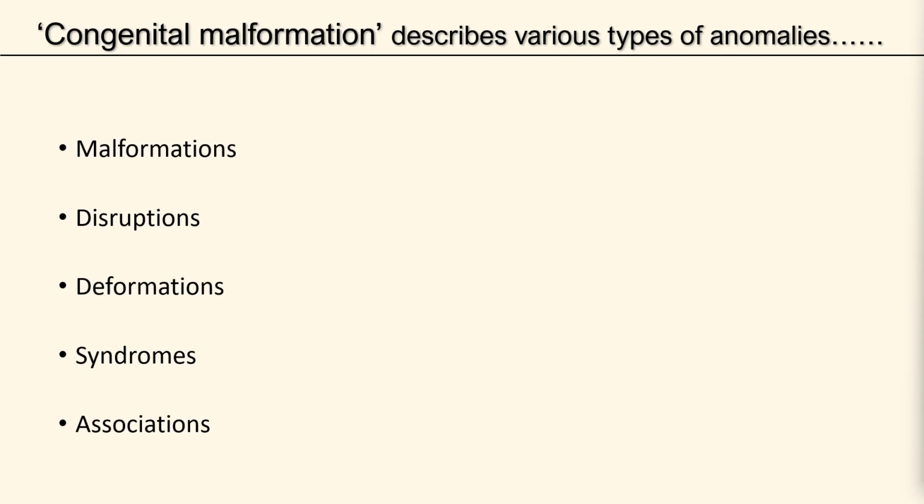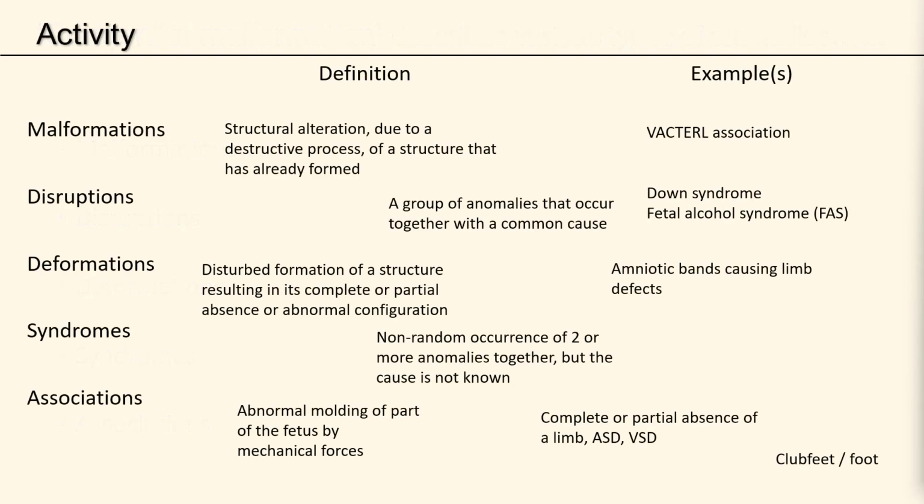The term congenital malformation describes types of anomalies, and it is important that we understand what these definitions are. So we have malformations, disruptions, deformations, syndromes, and associations. On this slide, we have an activity to try and get your brain into gear. Use the headings down the left-hand side of the page to draw a conclusion for the definition of each, and try and find within this soup of text an example for each. Pause the video now before we move on and look at the solution.